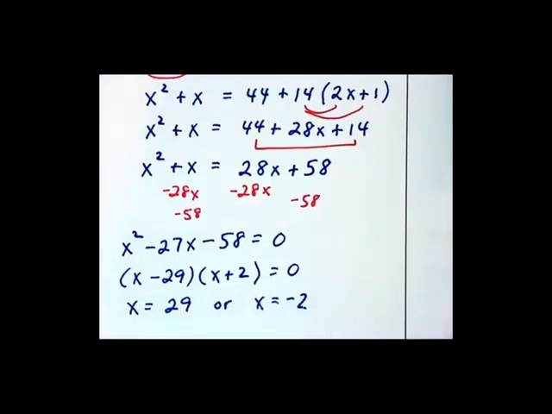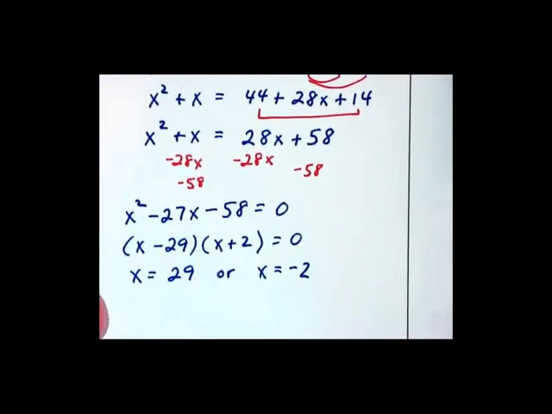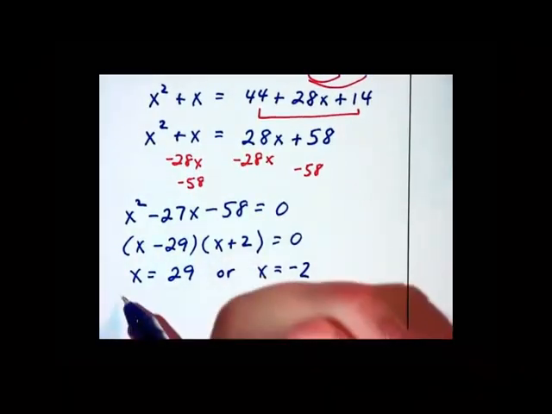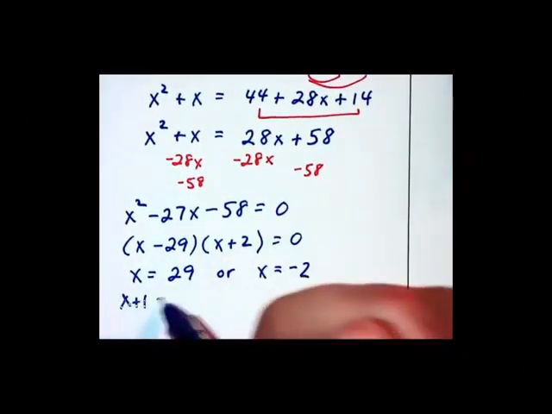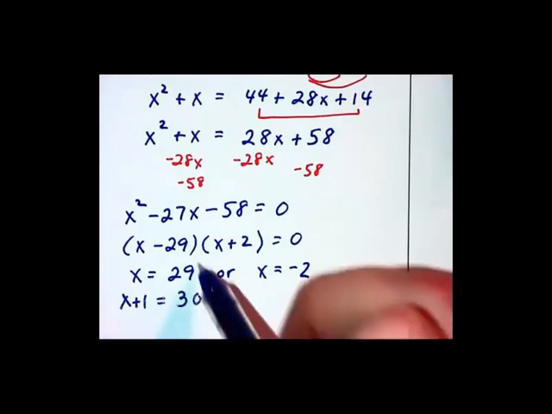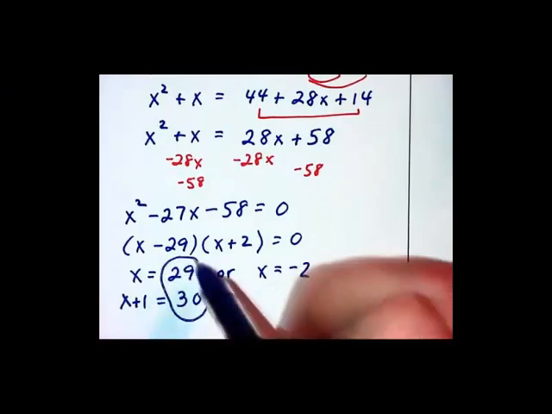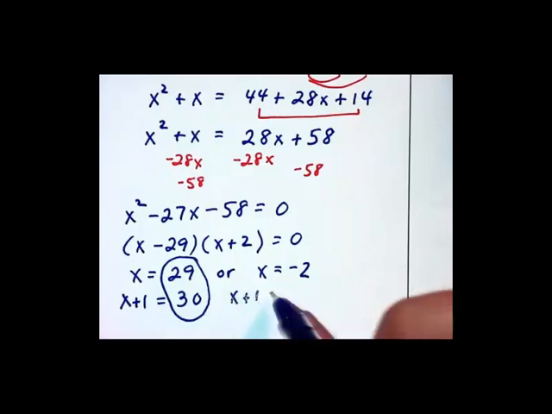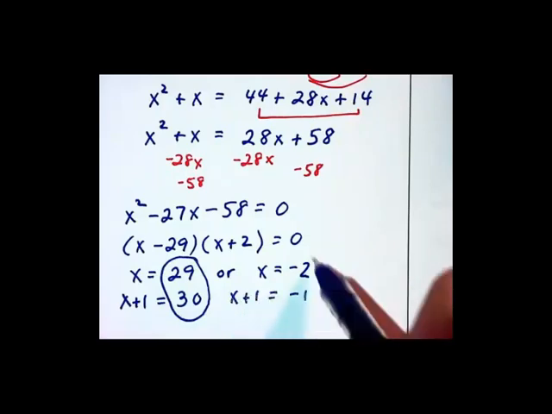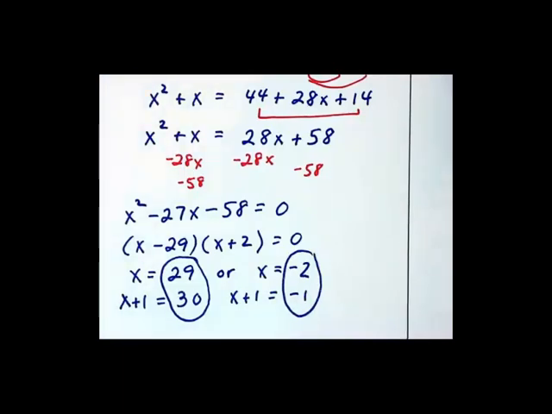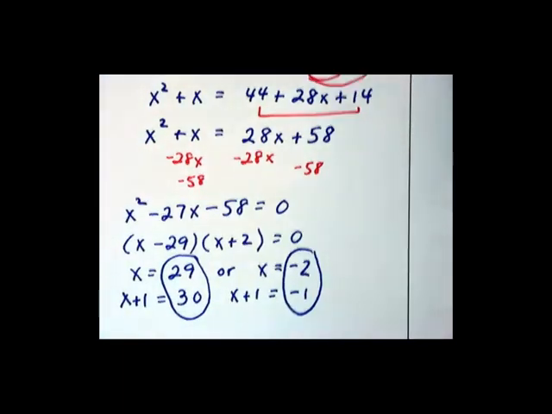But with these types of consecutive integer problems, each of these is going to have a number that comes after them, an x plus 1, so we're going to have two sets of solutions, 29 and 30, as well as the negative 2 and the negative 1 as a second solution. Let's take our moment here and double check this.